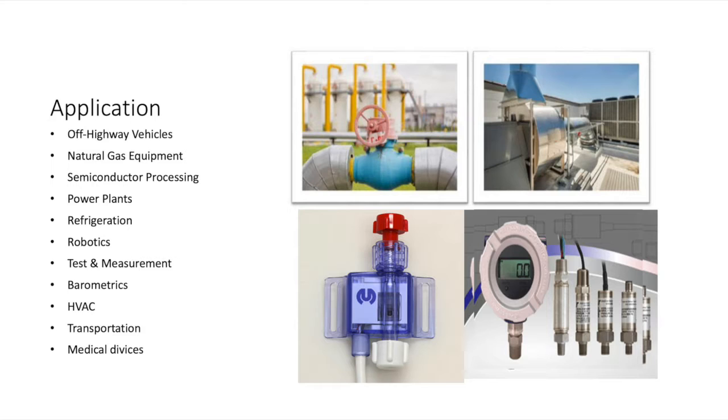The next is robotics, as factory automation equipment, and it can also be used in test and measurement, dynamometric, medical instrumentation, and wind tunnels. Barometric uses include altimeters, certification, and weather stations. It can also be used in HVAC for compressors, filter monitoring, and energy management. In transportation, it is used in braking, compressors, lifts, and air conditioning. In medical devices, it is used for blood pressure measurement.